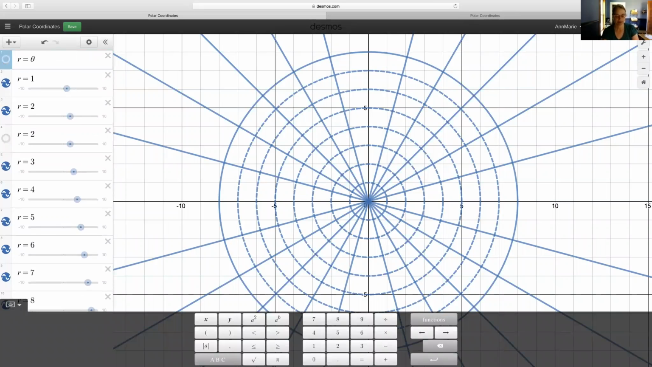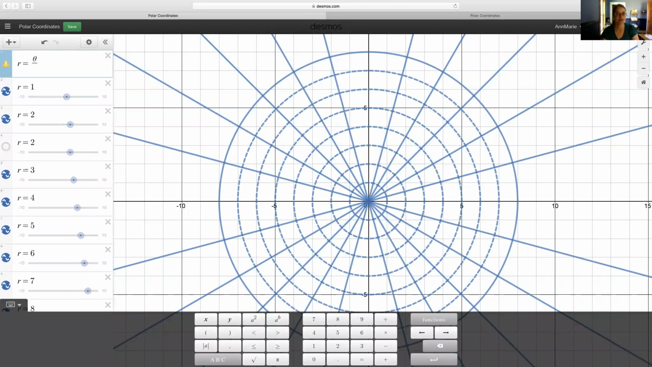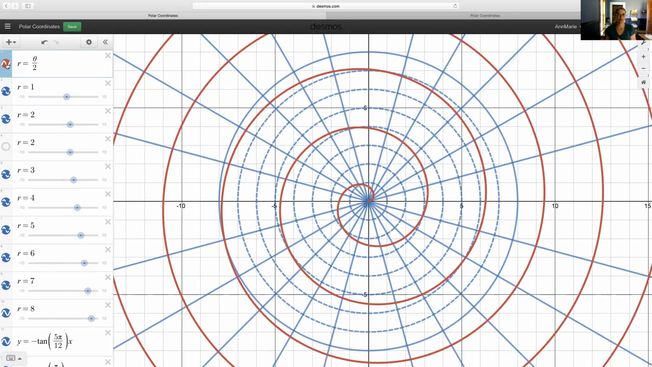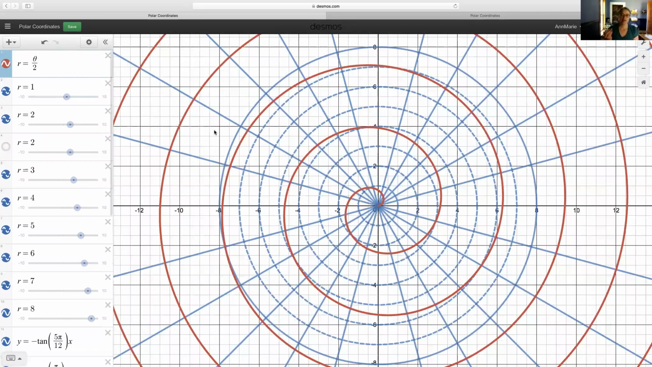You just type theta over 2. Turn it back on. And there is our spiral. This is one of the powerful things about polar coordinates. That spiral curve would be a royal pain in the neck to describe in Cartesian coordinates. But in polar coordinates, it's a very simple curve.